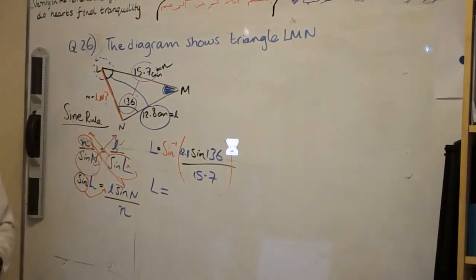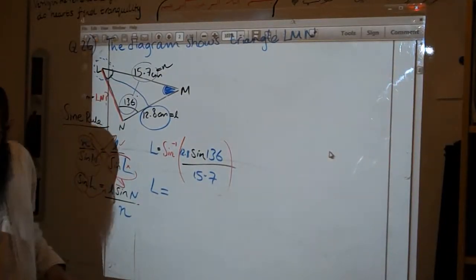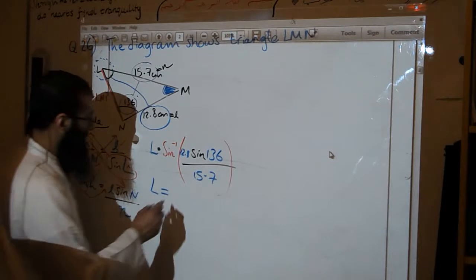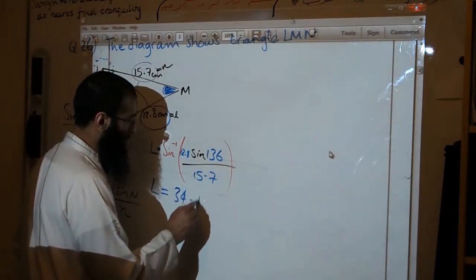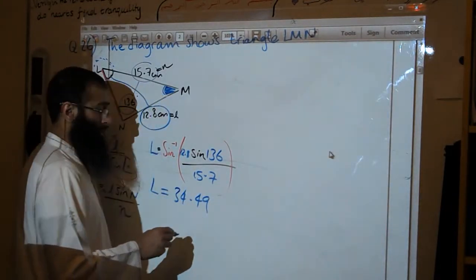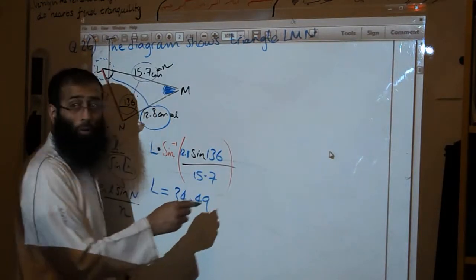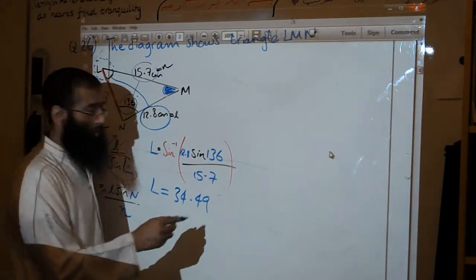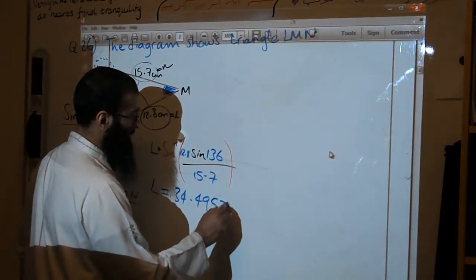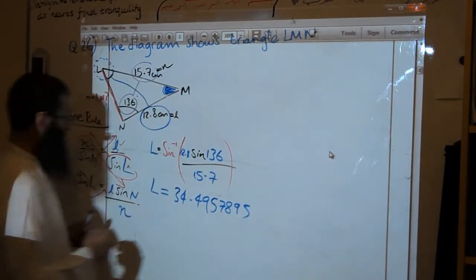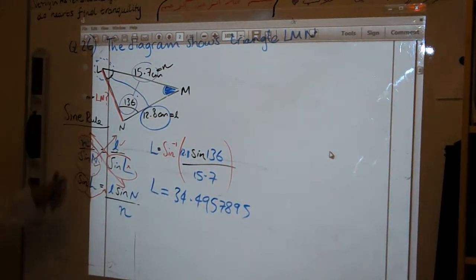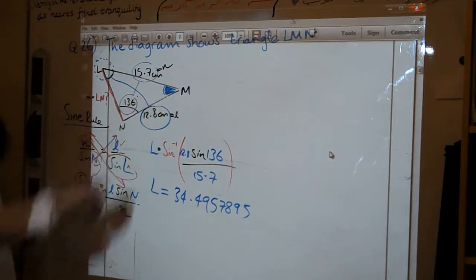34.49. Has anybody got any more decimal places? Right, we got any more? 34.5789885. Yeah, that's good. We'll use that. Now that we've worked out the value of L, can you work out M for me, please?